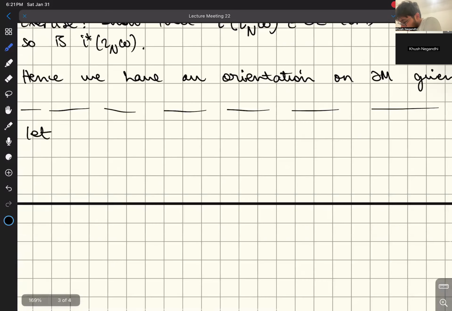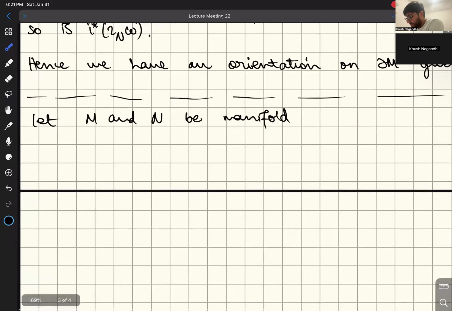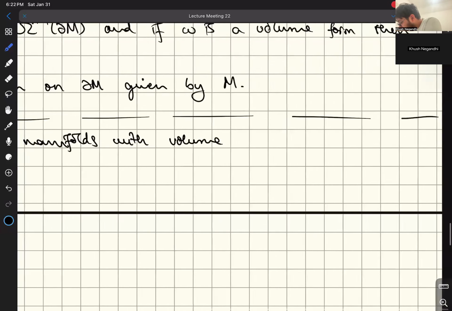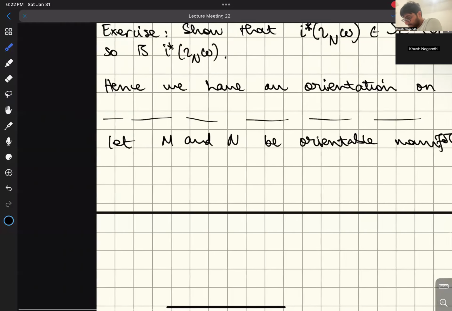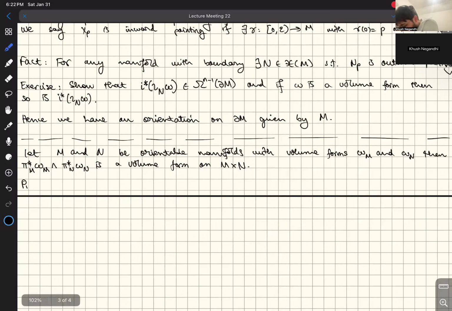Let's take another thing. Let M and N be manifolds. Usually when I say manifolds and don't specify if they have boundary, I will note that these are manifolds without boundary. Let's say they are orientable manifolds with volume forms omega_M and omega_N. Then the pullback by the projection on M, wedged with the pullback by the projection on N, is a volume form on M cross N. And the proof is an exercise.